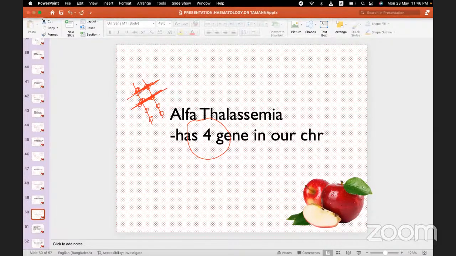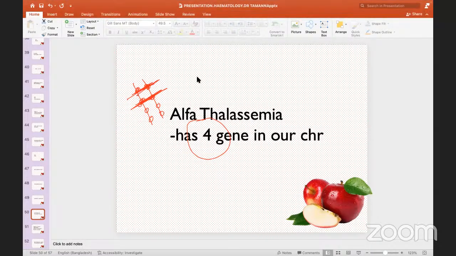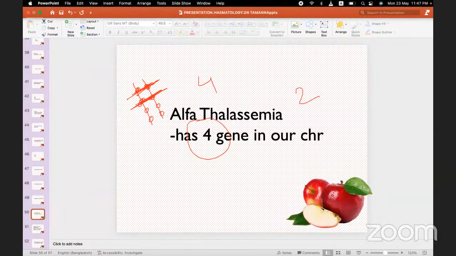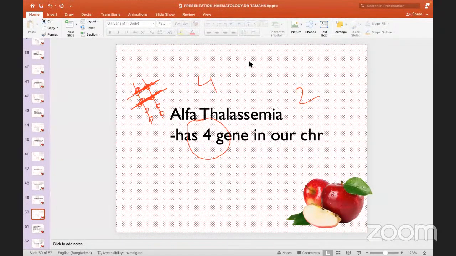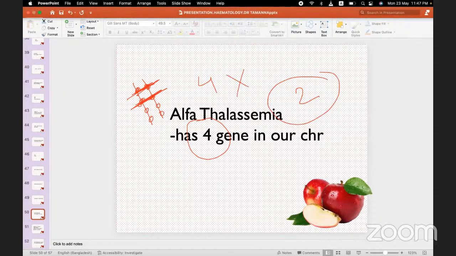So when you have gene deletion, genetic disease, you know what is Mendelian disorder. Mendelian disorder means gene deletion. When you have gene deletion, is deletion of four genes easy or deletion of two genes easy? Tell me. Two genes is easy. Very good. Deletion of two genes is easy. Deletion of four genes is not easy. That is the reason alpha thalassemia major is very, very rare compared to beta thalassemia major.